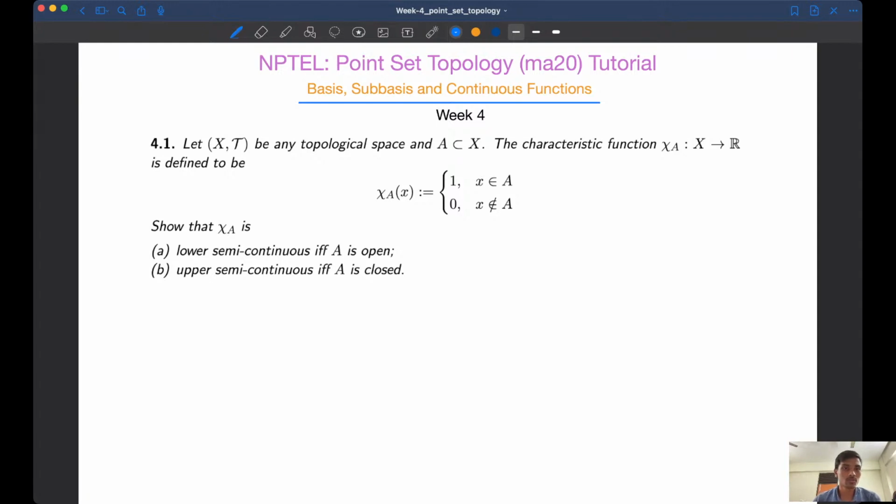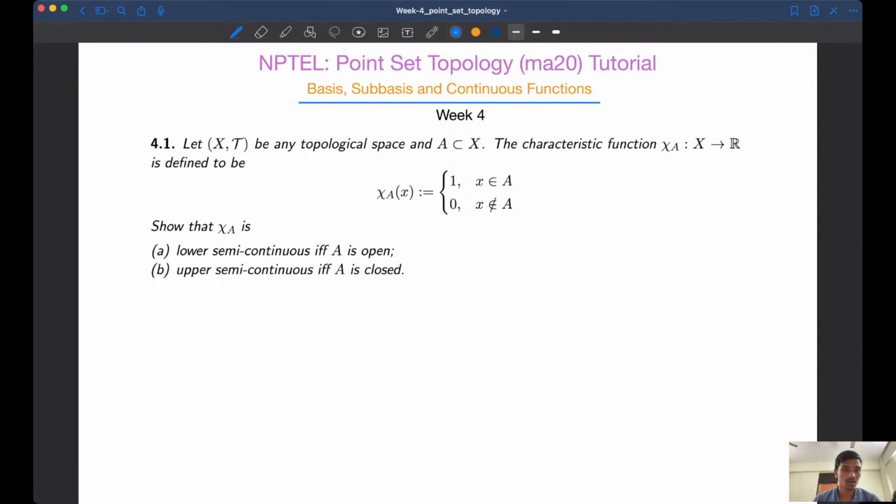Okay, so let us start with the first problem. Suppose (X, tau) is any topological space and A is a subset of X. Then the characteristic function from X to R is defined as: it takes value 1 for all the points in A, and outside of A it takes 0. Then this characteristic function is lower semi-continuous if and only if A is open, and it is upper semi-continuous if and only if A is closed.